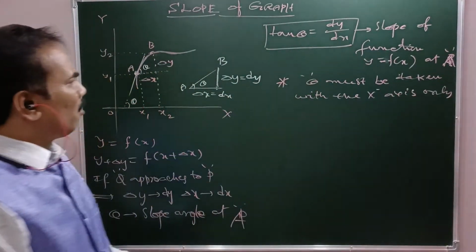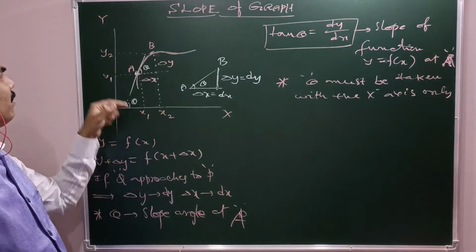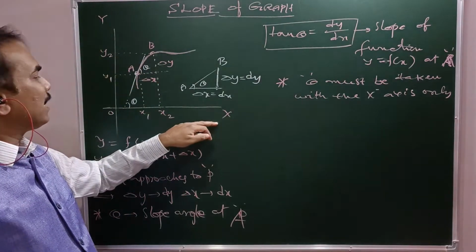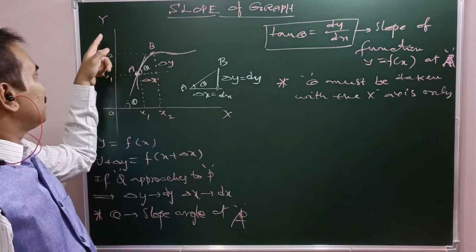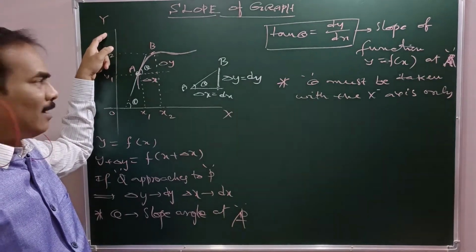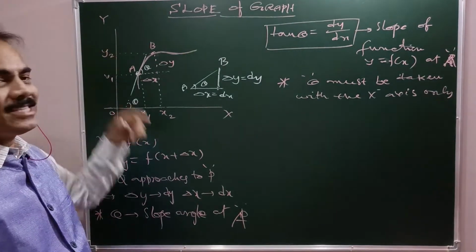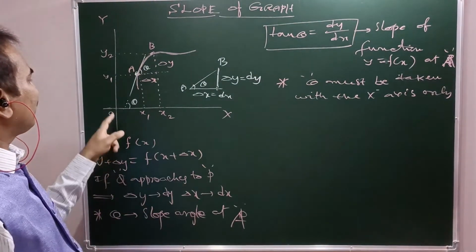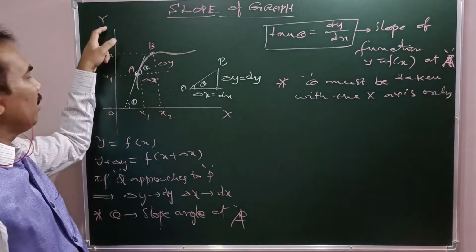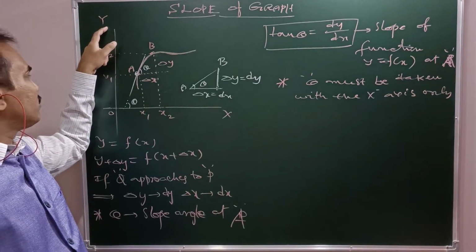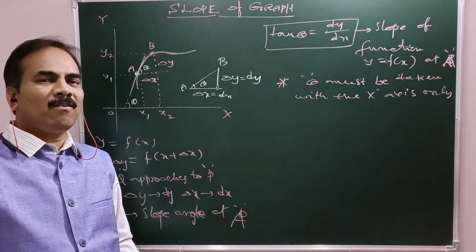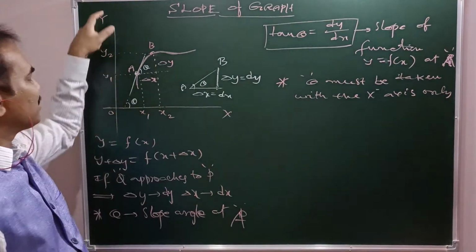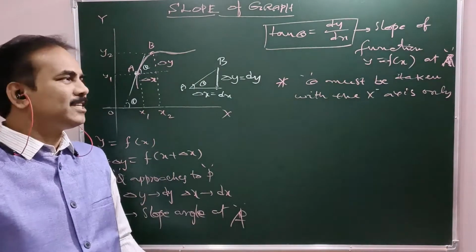Now, if I take any physical quantity, suppose displacement versus time. Time is taken along the x-axis, displacement is taken along the y-axis. What about the slope? What does it represent? Let us see. Similarly, if I take time along the x-axis and velocity along the y-axis, what is the slope of that curve? Similarly, if I take time along the x-axis and acceleration along the y-axis, what about its slope? Let us see one by one.